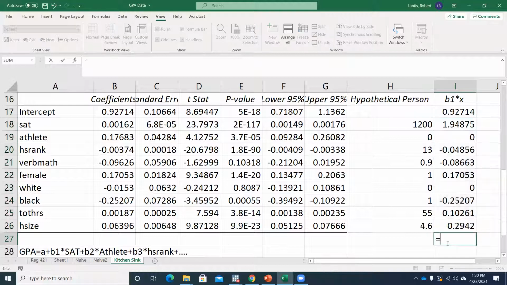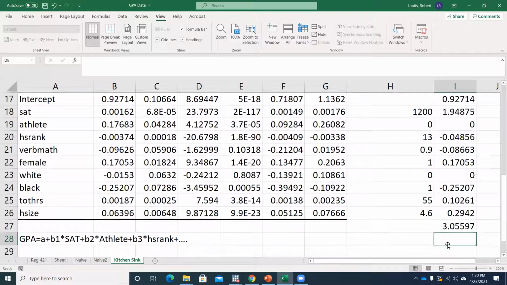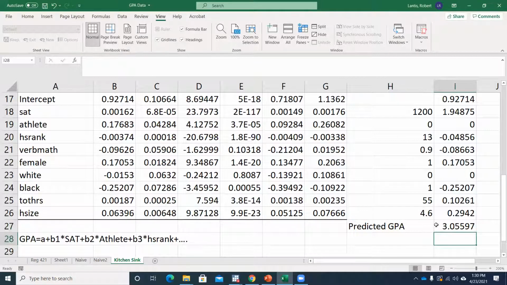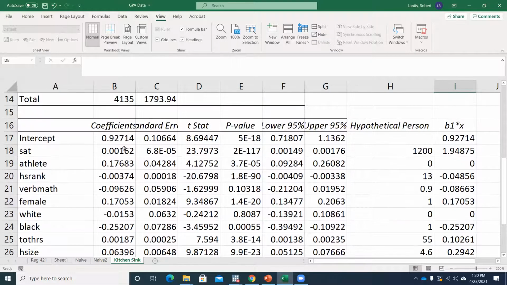So I'll just add these all up, and I get the predicted GPA of this hypothetical person. Okay. You could do this by hand, like in a calculator, but if you've got these coefficient estimates here and you just enter in this hypothetical person, it makes it pretty easy to do this in Excel. Okay.